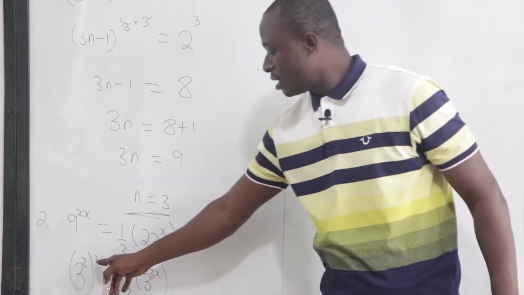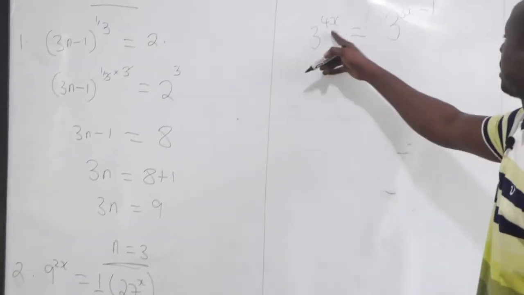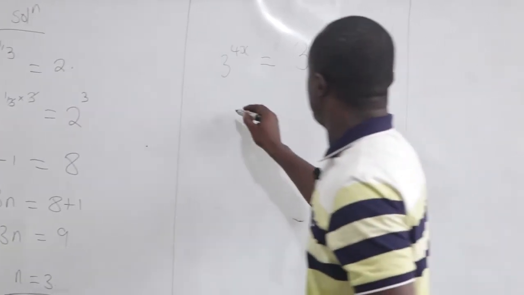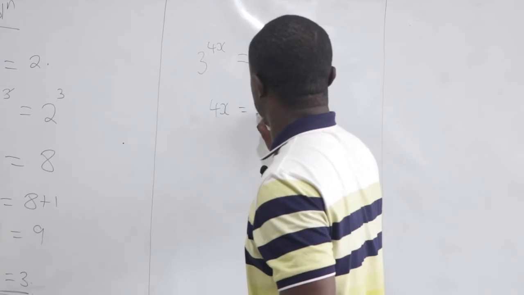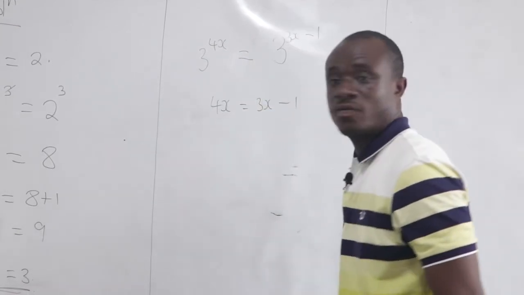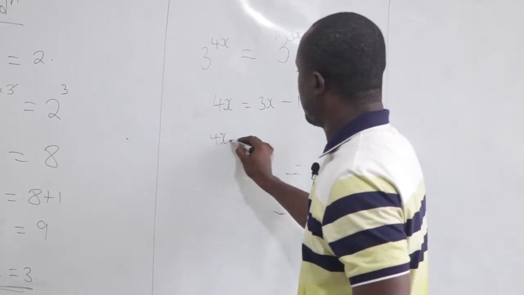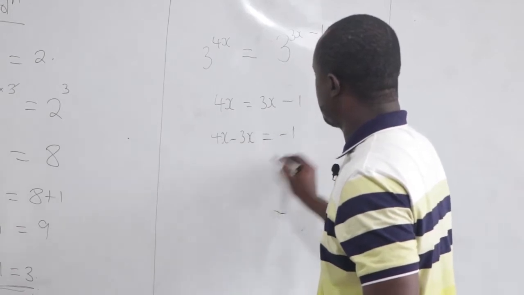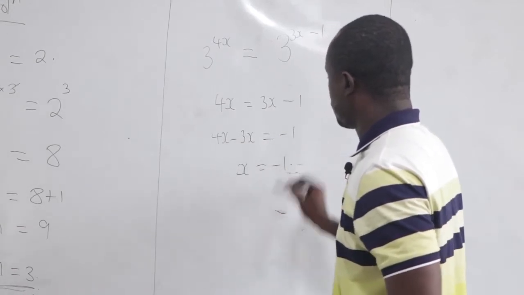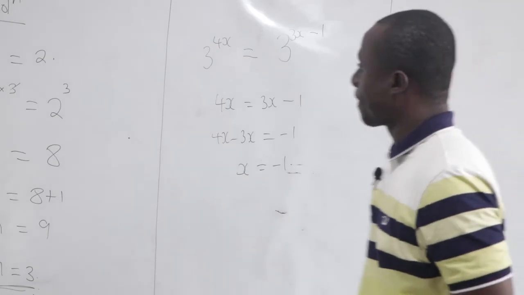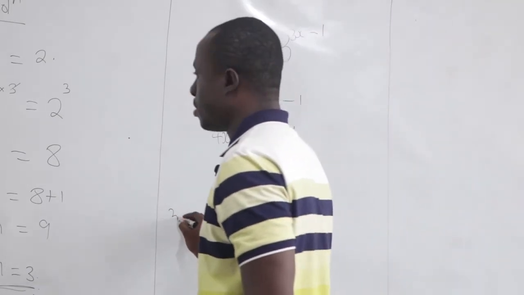3x minus 1. And here, this will multiply this, we get 4x. So when the bases are the same, we equate the exponents. We have 4x equal to 3x minus 1. We want to find x, this has to come here. 4x minus 3x equal to negative 1. x is equal to negative 1. Now let's see question number 3.